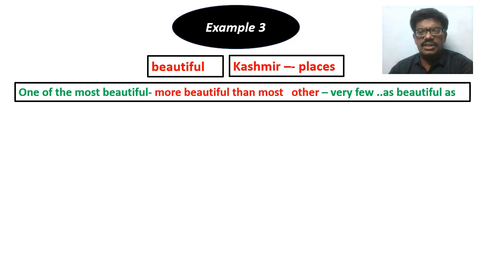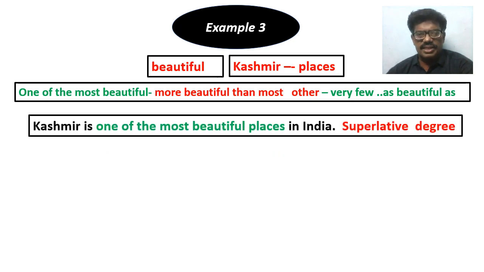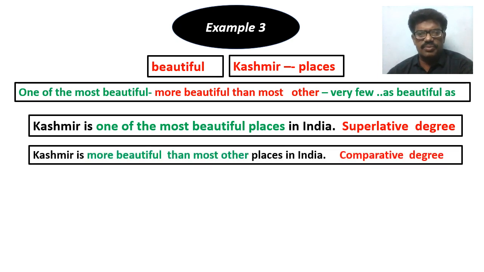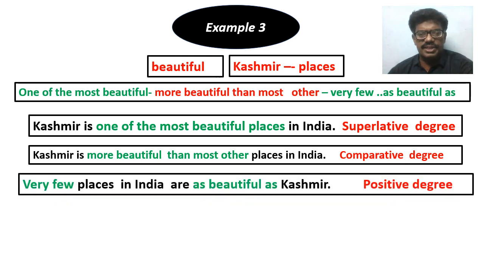Now the structures in type 2 are: Kashmir is one of the most beautiful places in India, superlative degree. Kashmir is more beautiful than most other places in India, comparative degree. Very few places in India are as beautiful as Kashmir will be the positive degree.